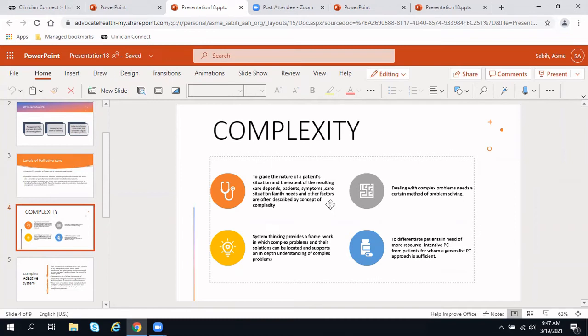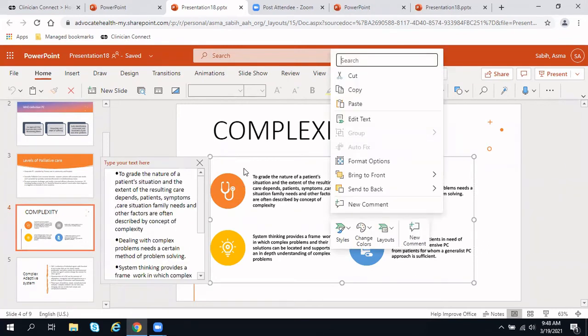Then we come to system thinking. The whole system thinking provides a framework in which complex problems and their solution can be located and supports an in-depth understanding of complex problems. Then dealing with a complex problem needs a certain method of problem solving. Then to differentiate patients in need of more resource intensive palliative care versus patients for whom a generalist palliative care approach is sufficient. So we have to define complexity.